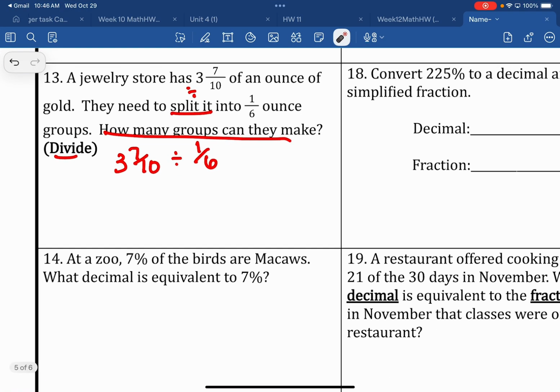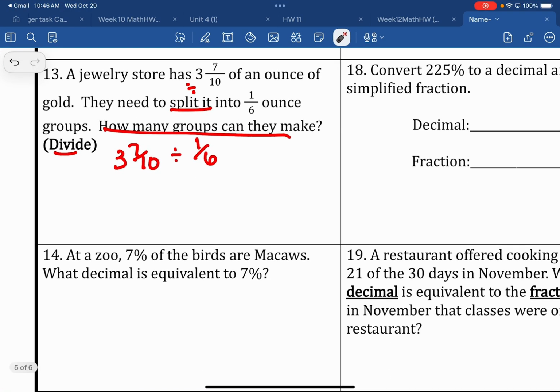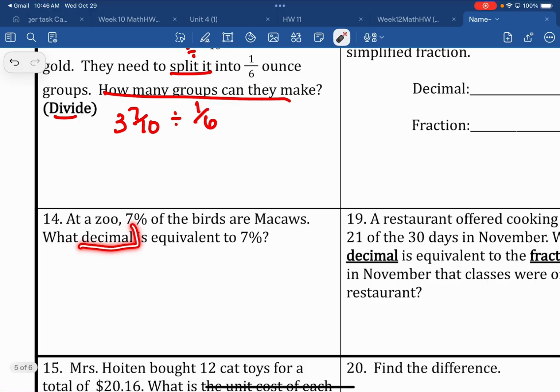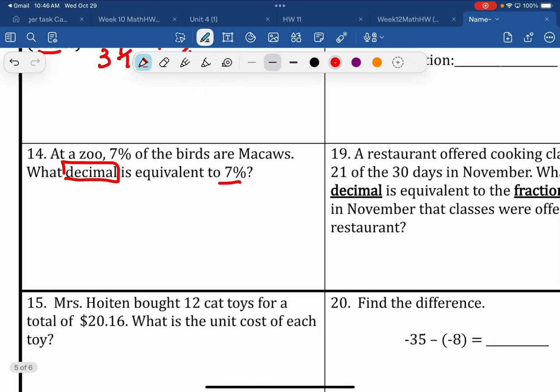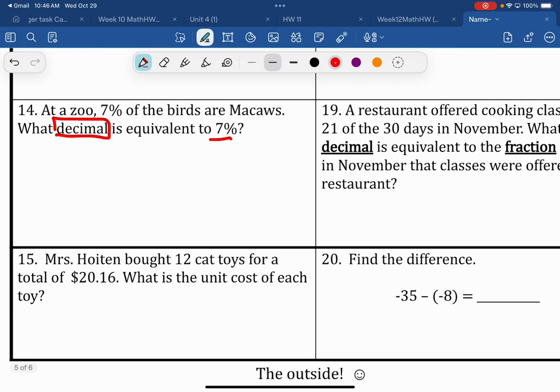Okay, at a zoo, 7% of the birds are macaws. What decimal is that? So friends, box a decimal so you don't forget. Change 7% to a decimal. It's in your journal.